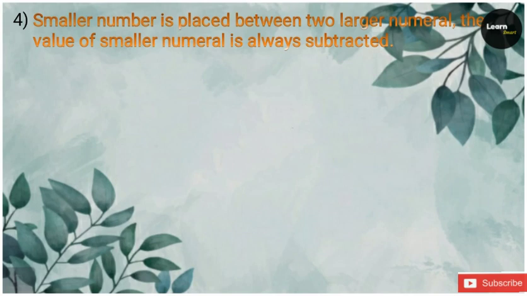Rule number 4. A smaller numeral placed between two larger numerals, the value of the smaller numeral is always subtracted. It means when a smaller number is placed between two larger numbers, the smaller numeral is always subtracted.